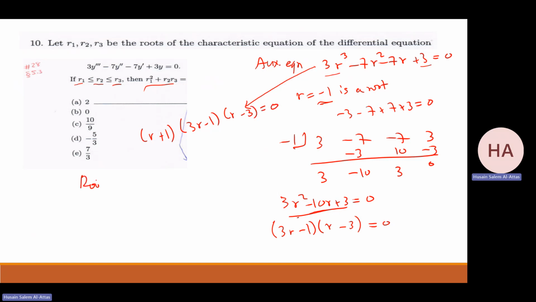So what are the roots? Minus 1, let me arrange them, 1 over 3 and 3. So this is the smallest one, r1. This is r2. This is r3. So you want r1 squared plus r2 times r3. So it's minus 1 squared, plus 1 over 3 times 3, that will be 1 plus 1, which is 2. That will be the answer.